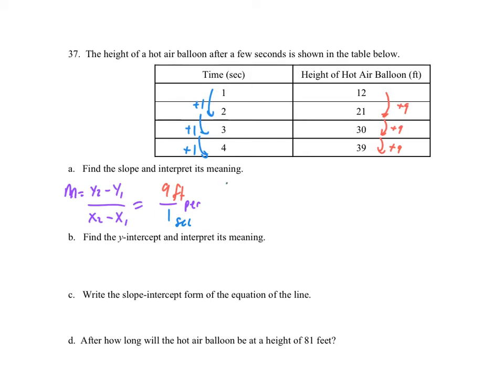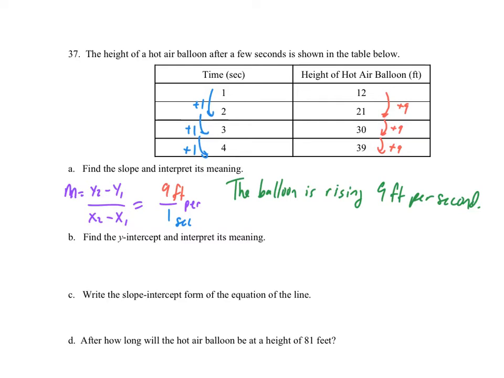So the meaning is the balloon is rising, climbing, anything like that, some sort of positive word, as opposed to if the balloon is falling or descending, it would be a negative word. So we want to make sure we include that here. 9 feet per second. So there's our interpretation.